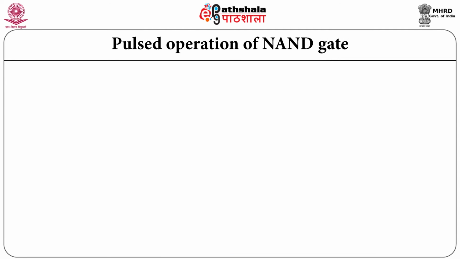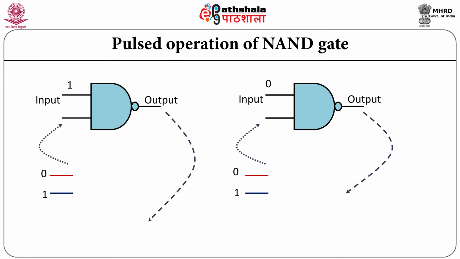Let us now talk about the pulse operation with NAND gate. Just similar to the previous logic gates, let us apply logic 1 to the first NAND gate and logic 0 to the second NAND gate. The input that is applied to both the NAND gates is square wave.